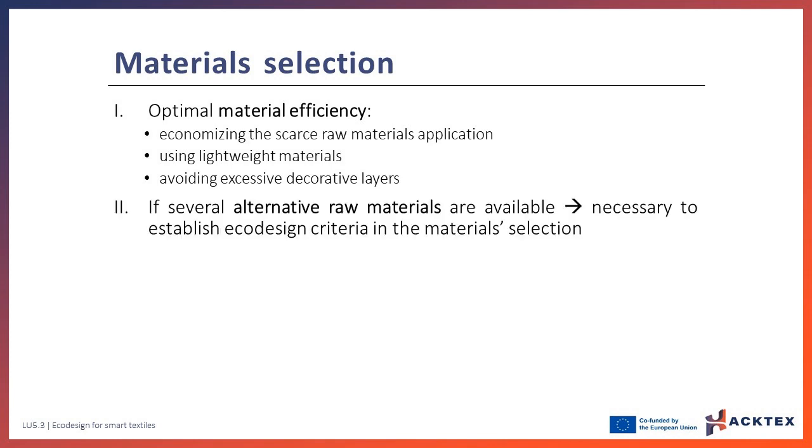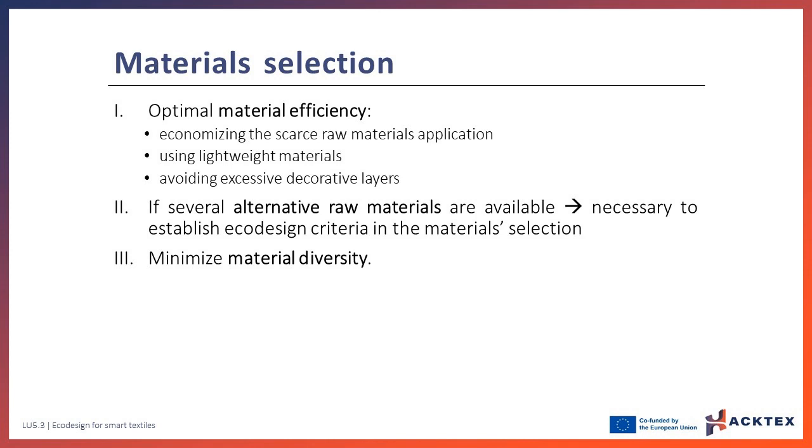When it is possible to find several alternatives for raw materials that can equally fulfill general requirements, it is necessary to establish eco-design criteria in the materials selection process to find those options that minimize the environmental impact, while considering all phases of the product lifecycle.